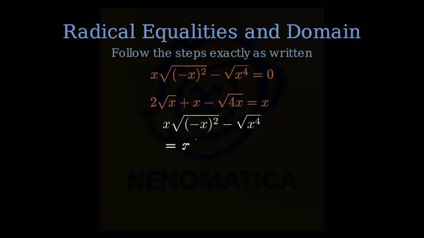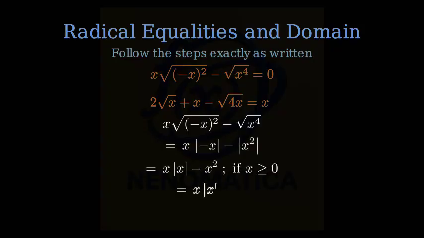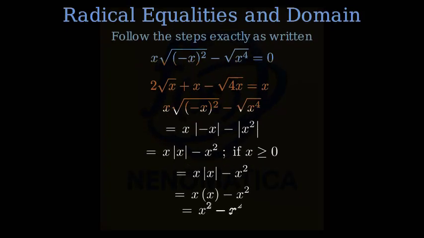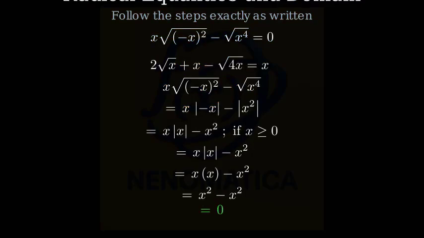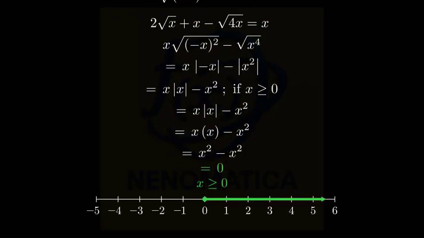We begin with the first expression and follow the exact sequence of simplifications shown. Use the fact that the square root of a square becomes an absolute value. Then, assuming x is greater than or equal to 0, the absolute value of x equals x, which collapses the expression to 0. A quick domain note for the first line. If x is negative, the term x times absolute value of x becomes negative 2x squared, which is not 0. Therefore, the equality holds when x is greater than or equal to 0.